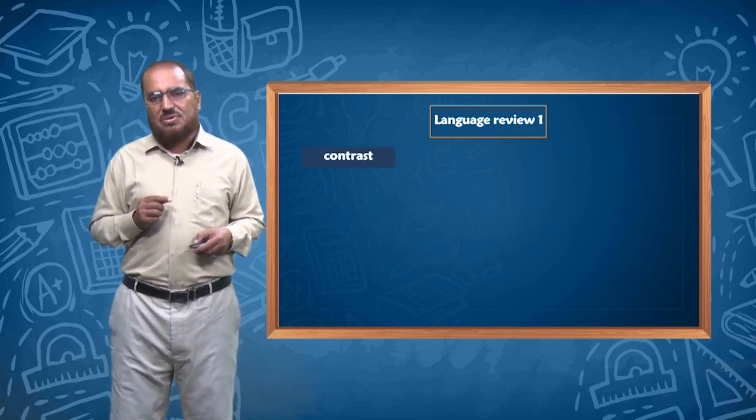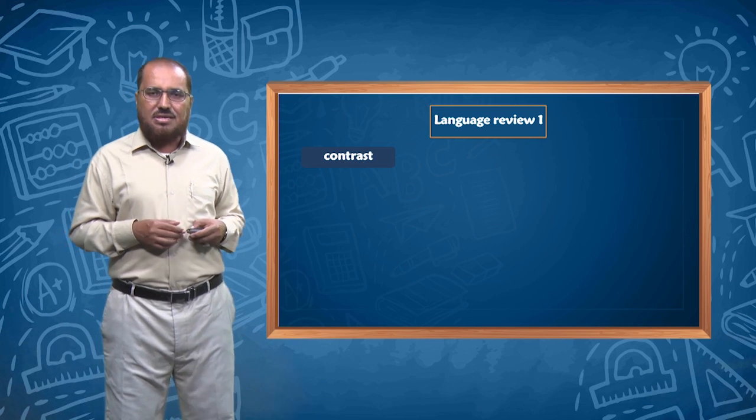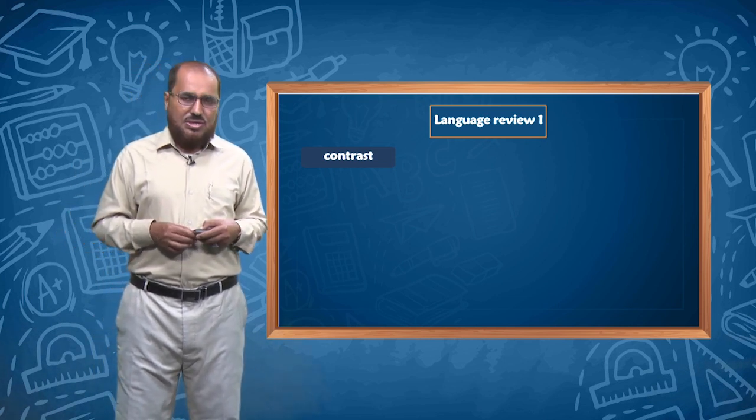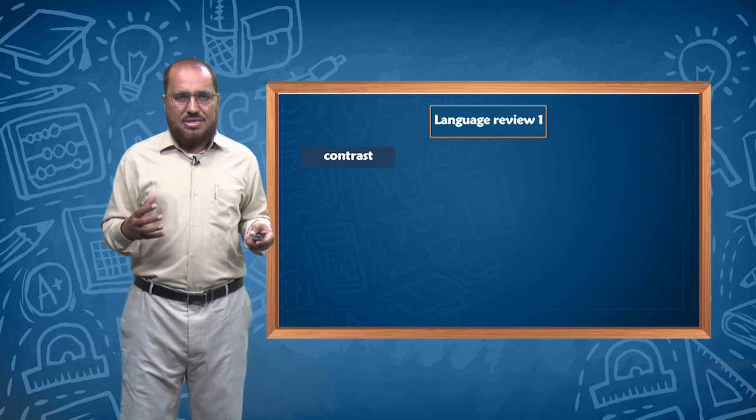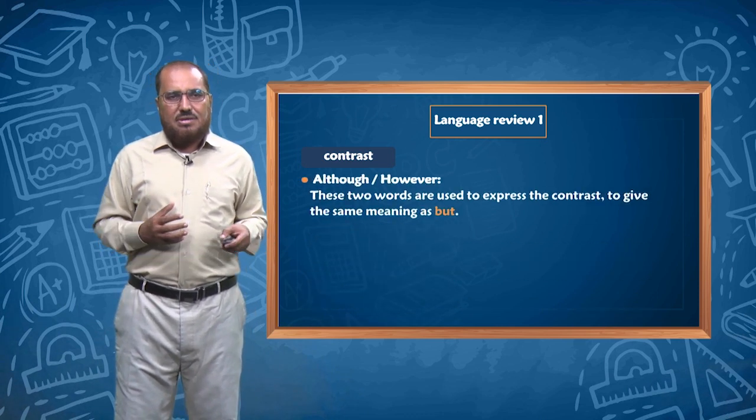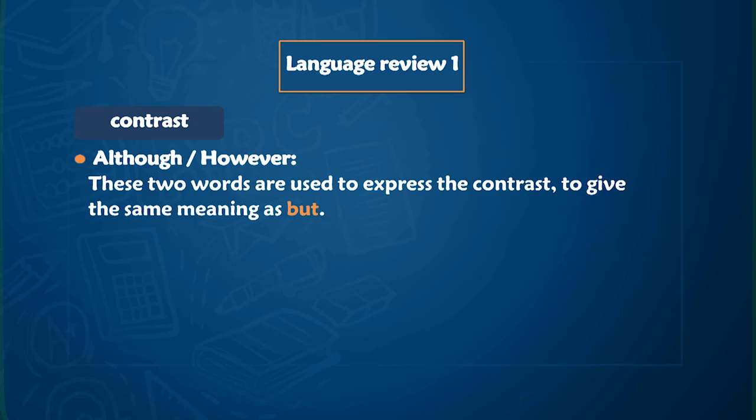Now let's go for the second topic of this language review 1, contrast, التناقض. Okay? Here we have conjunction words or linking words, although and however. Although and however to express contrast.